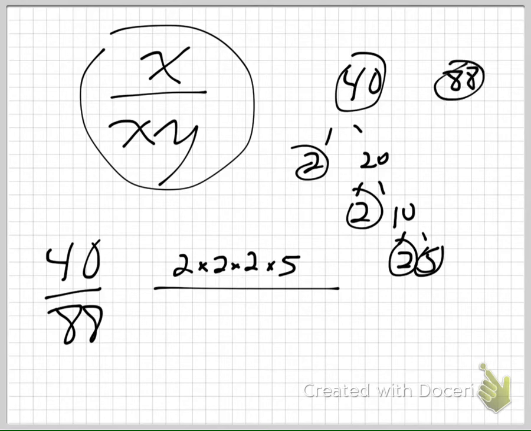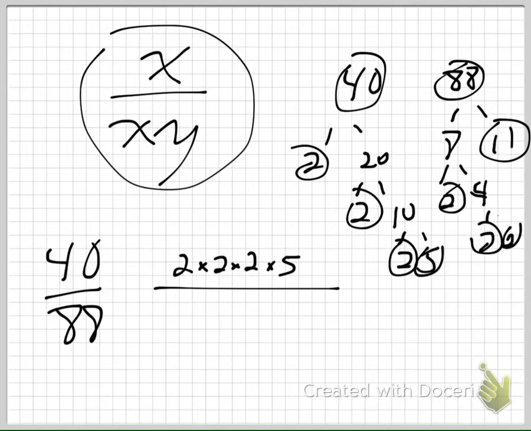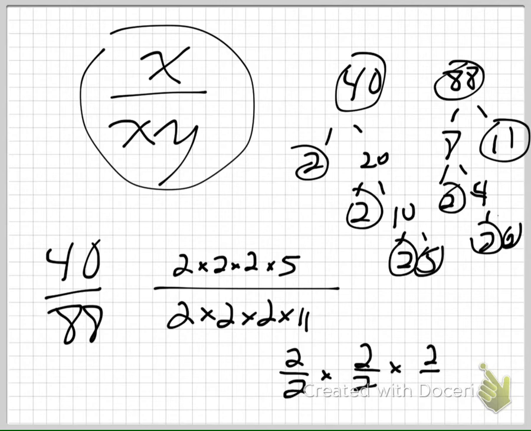Okay. What's the prime factorization of 88? Well, it goes 8 and 11. That's prime. And then it goes 2 times 4, and then 2 times 2. Okay, so it goes 2 times 2 times 2 times 11. Now, notice this. What if I was to break this apart, and I'm going to go, what is the difference between this and 2 over 2 times 2 over 2 times 2 over 2 times 5 over 11?